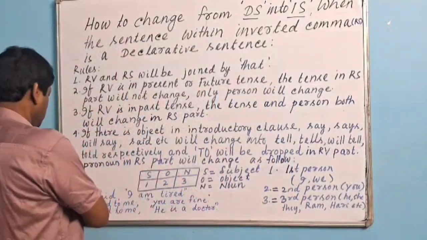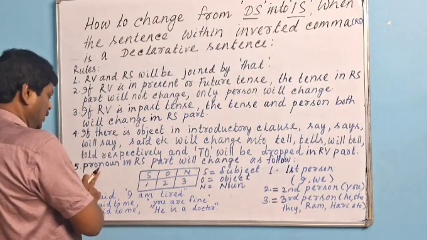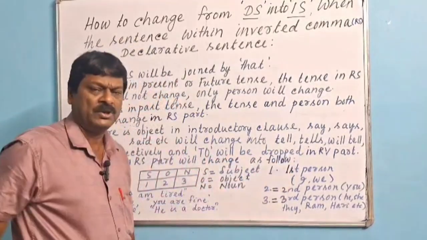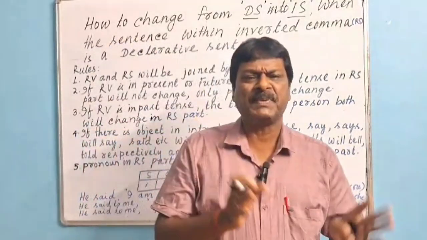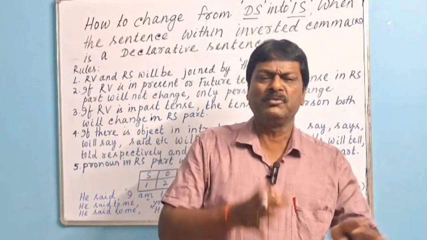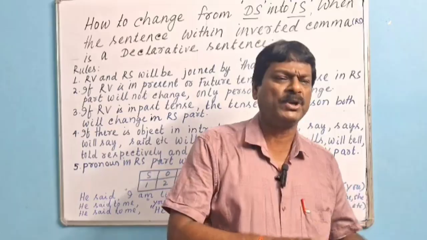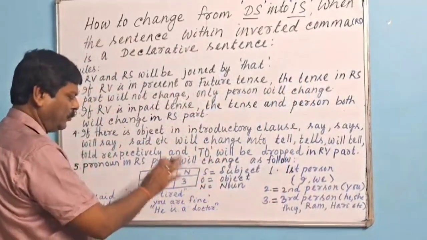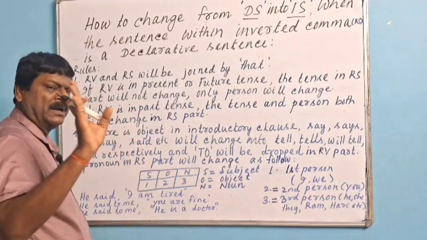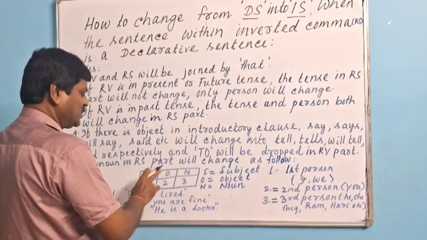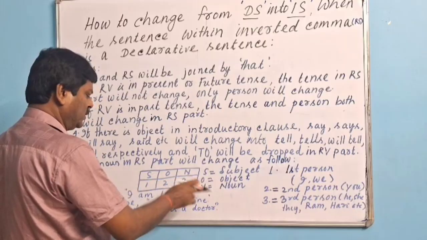The fifth point is pronoun in RS part will change as follows. The pronoun in RS part means the sentence within inverted comma. Its pronouns will change according to the following formula. The formula I have written on the board. You look at the board and try to understand. SON 1, 2, 3. SON, son 1, 2, 3.